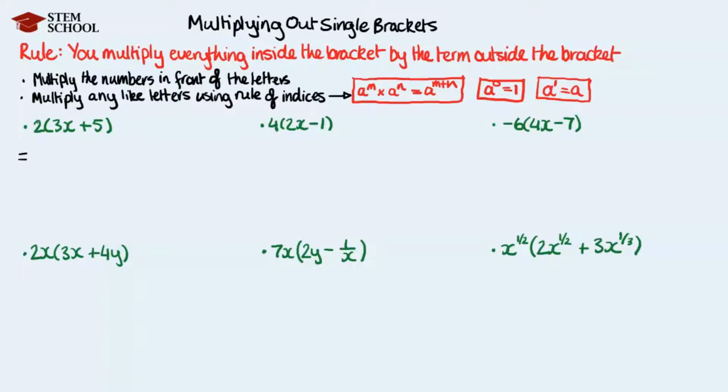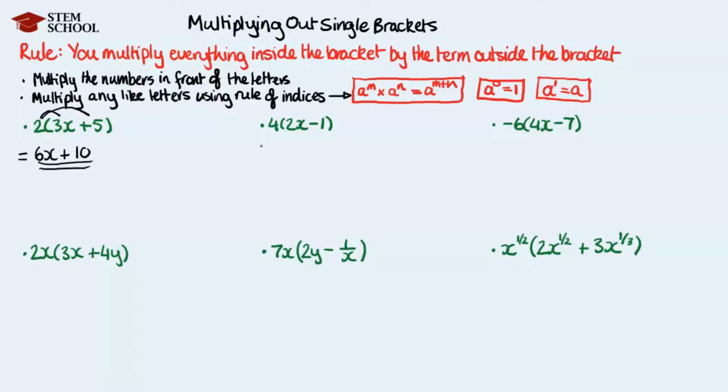Just multiply the terms outside the bracket to all the terms inside the bracket. So let's start with 2 multiplied by 3x. Using this rule, what we'll get is 6x. You just multiply the numbers in front of the letters, okay? So 2 times 3 is 6, and then we'll do the last term in the bracket. We've got 2 times positive 5. So 2 times 5 is simply 10.